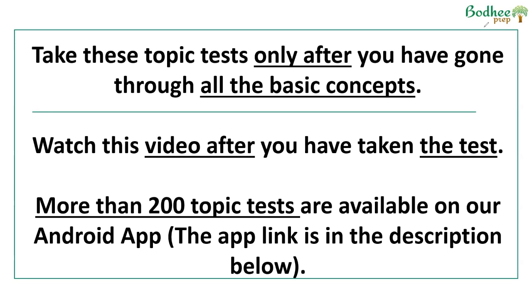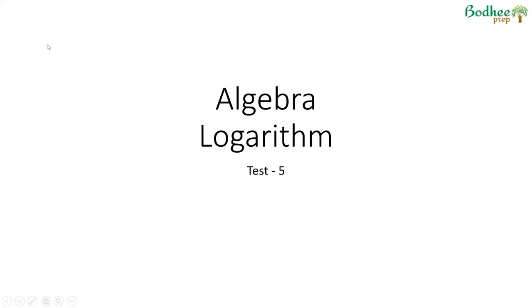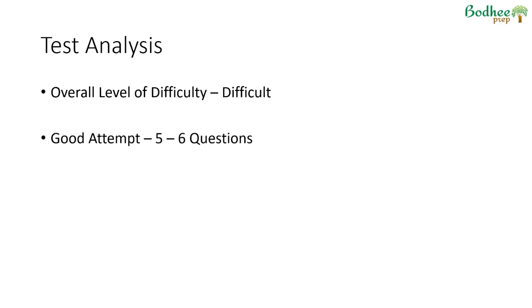This video is about the topic logarithm, and this is the fifth test in the series that we're discussing. If we look at the overall analysis for this test, I think this would be a difficult test in terms of level of difficulty. About 5 to 6 questions net correct would give you a 95 plus percentile, and attempt time for this test would be in the range of about 25 minutes tops. So this is the time in which you'll go through the questions, find 5 to 6 questions, get them correct, and be done with the test. So that is the time that is required.